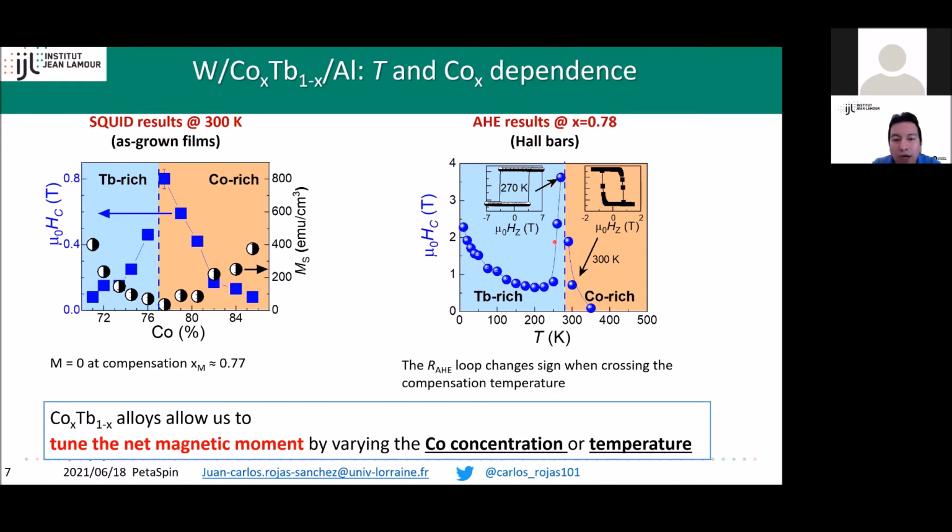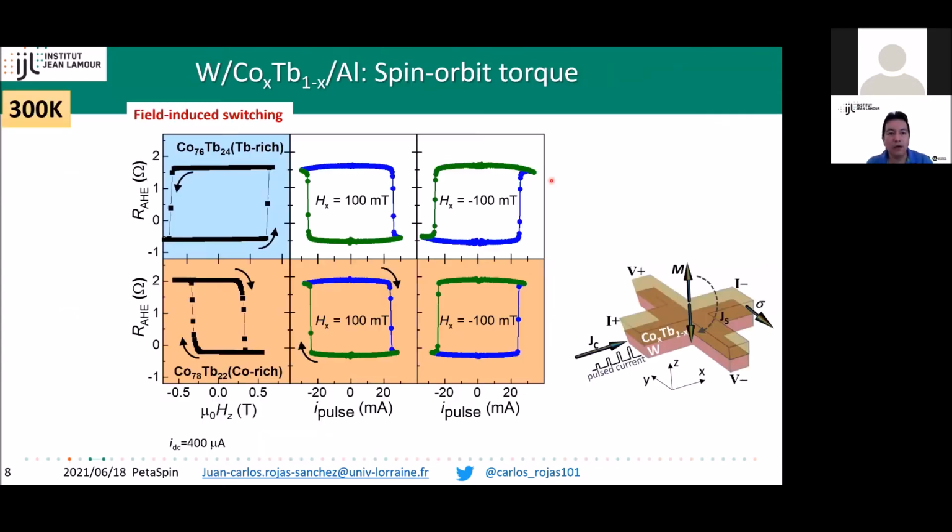And I want to highlight the feature here. So below this magnetic compensation temperature, we have one sign of this loop, of this field-induced magnetization switching, and above the magnetic compensation temperature, we have the opposite sign. In this case, this is 300 Kelvin, and this stands for 270 Kelvin. Now, I want to show you our main experiments.